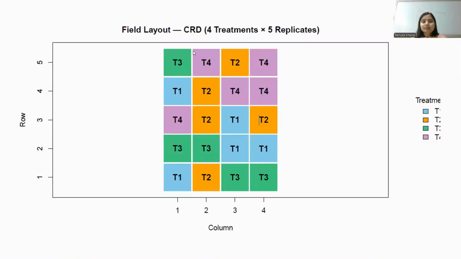So this is the CRD design, where we randomize all the treatments. In this experiment there are 4 treatments, T1, T2, T3, and T4, with 5 replications, and we randomize all of them throughout the experimental unit. We can see T1 repeated 5 times, and it is randomly assigned.